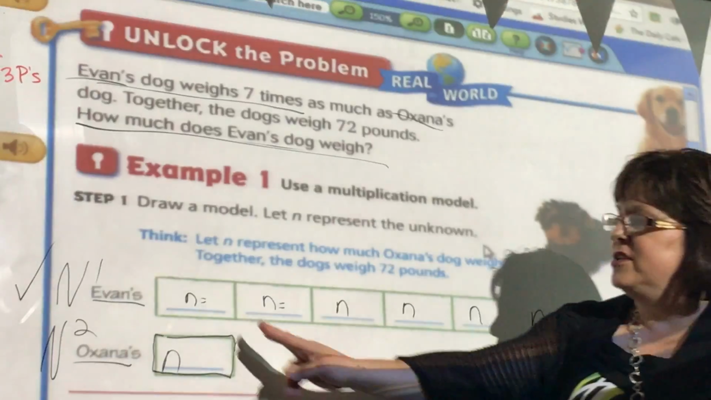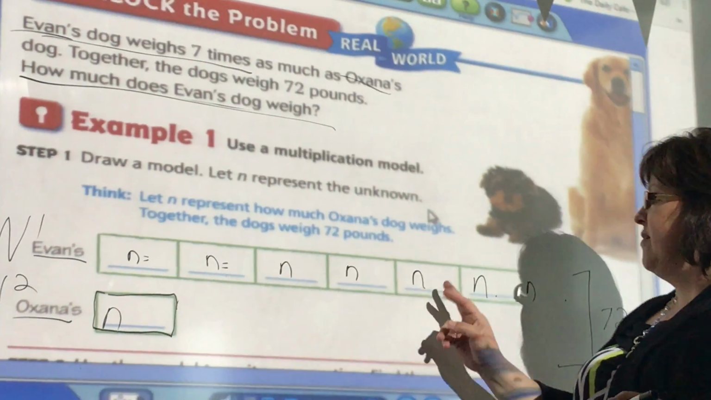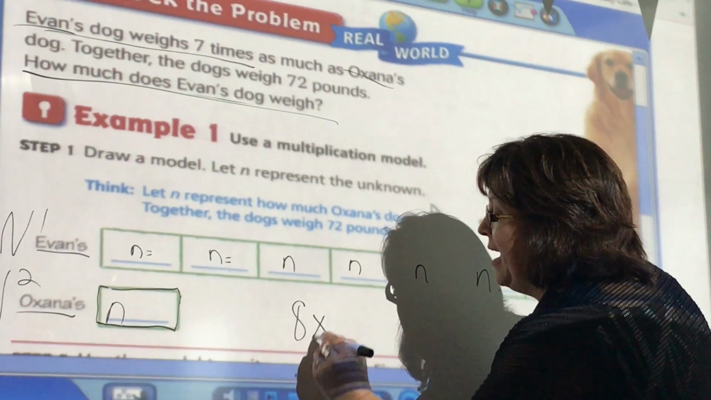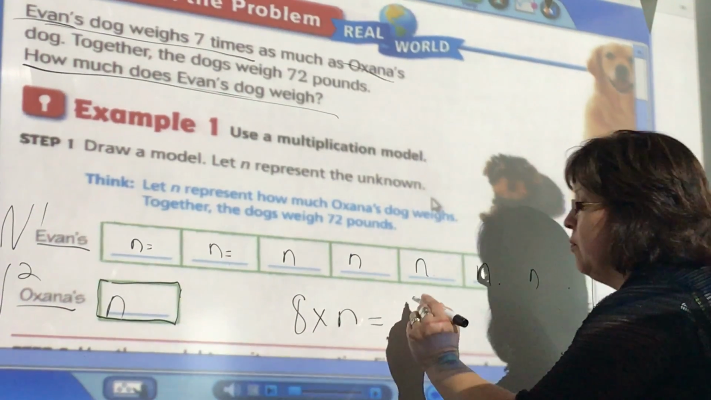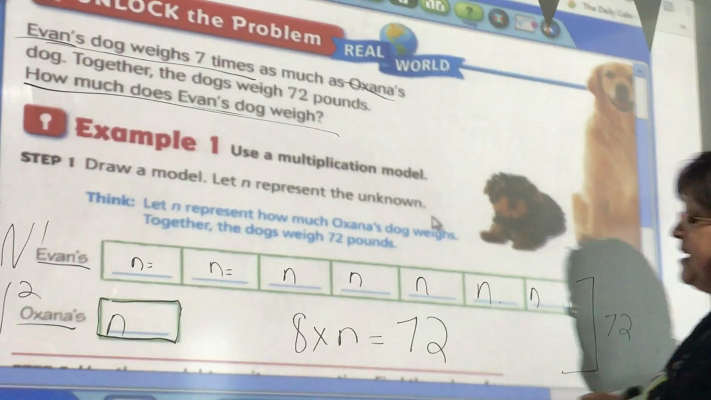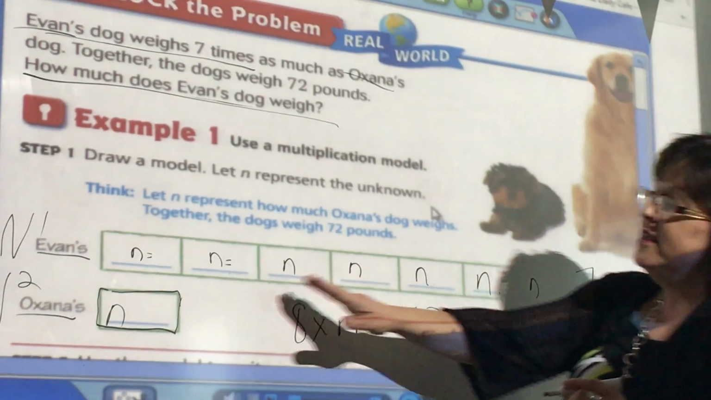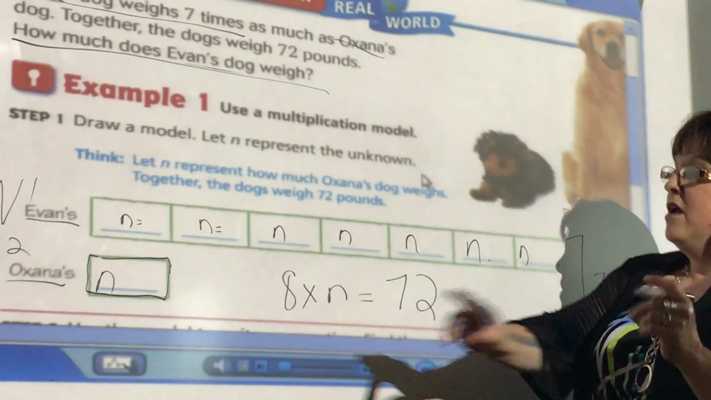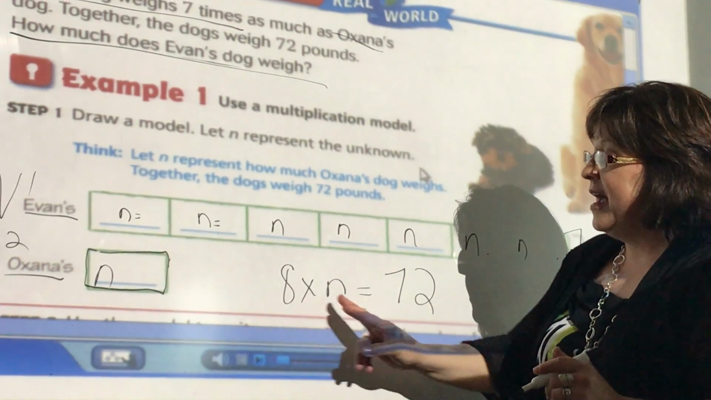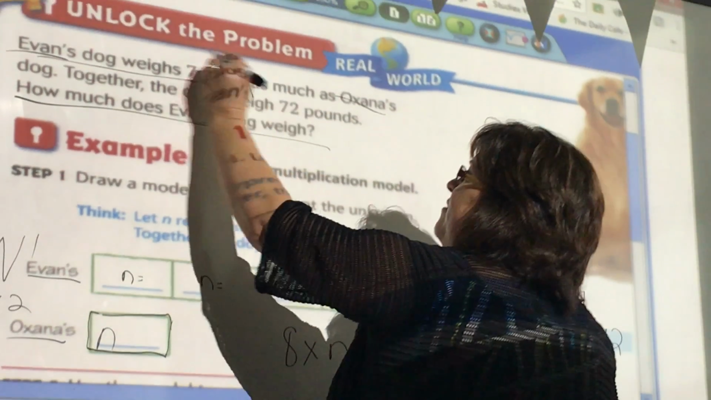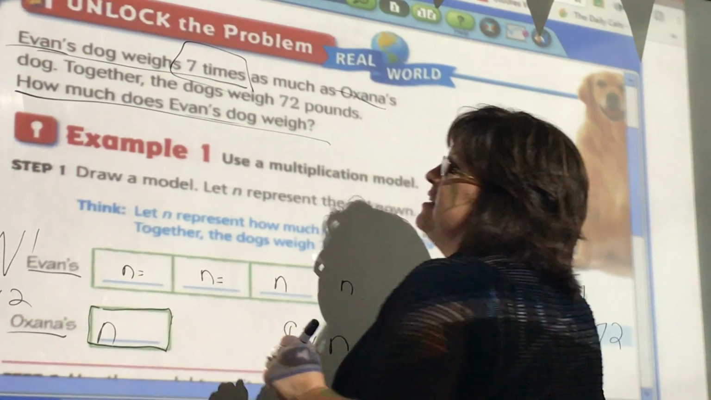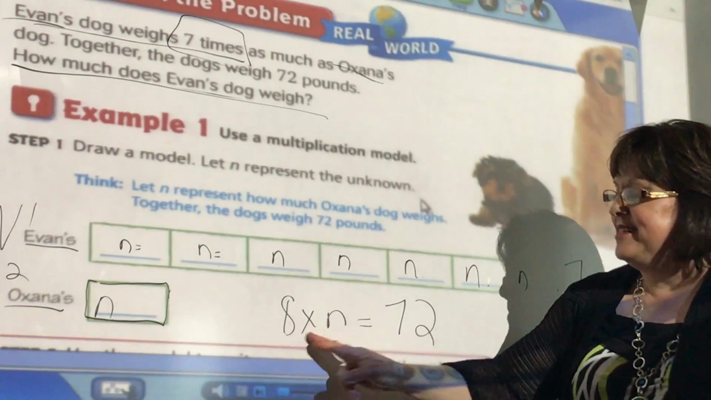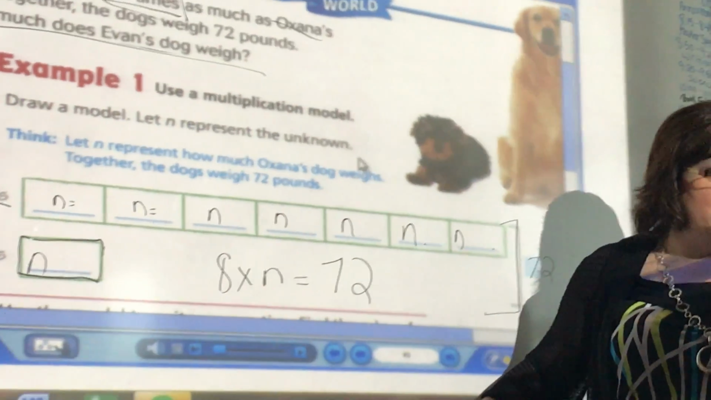Well, we know that 1, 2, 3, 4, 5, 6, 7, 8 boxes times n equals 72, because we're doing it together. We're not just doing single boxes here. We're doing all the boxes because they're all together, okay? So we have 8 boxes times n. We're not using the 7. We're using the 8 because we have Evan and Oksana together, okay? So 8 times n equals 72.